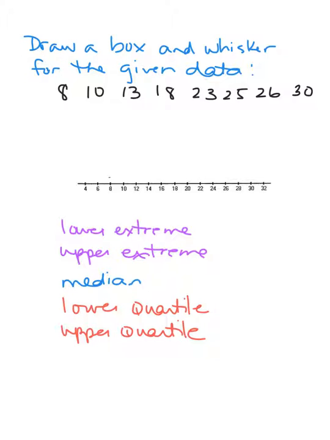Now we're going to practice drawing a box and whisker for the given data. Our numbers are already in order, so we need to identify all the pieces. First, the median. We have 8 values, so it's an even number. I need to find the average of 18 and 23, which is 20.5. So that's my median, and let me write that down: 20.5. Then my lower extreme is 8, and my upper extreme is 30, so that's going to be my whiskers.